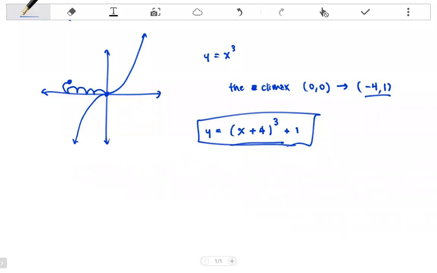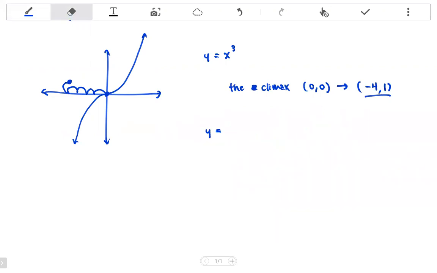Any questions on this so far? Do you guys get how to shift graphs to the left, to the right, up and down? Yes. Okay. So as we do transformations, you guys are going to see a pattern. I want you guys to spot what the pattern is. So we're going to do reflections this time.